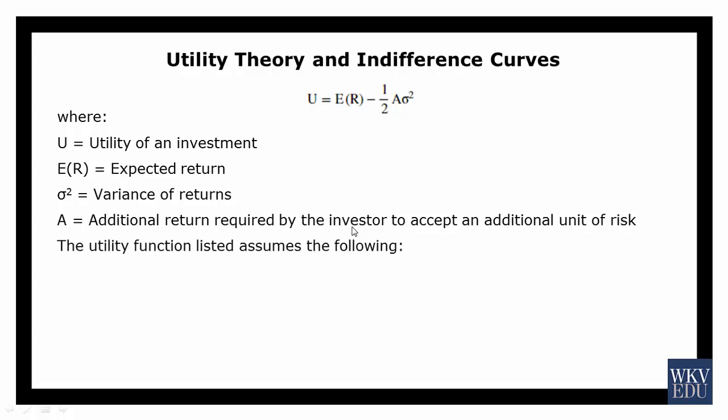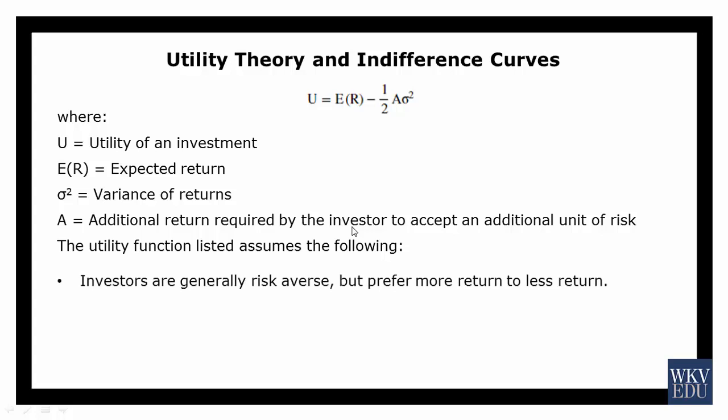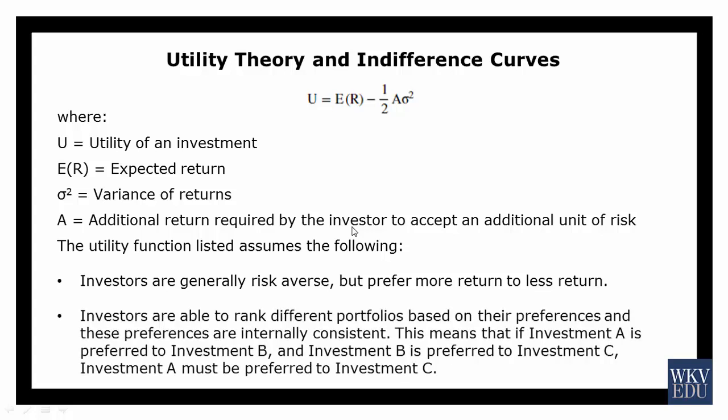The utility function listed above assumes a couple of things. Firstly, investors are generally risk averse but prefer more return to less return. Secondly, investors are able to rank different portfolios based on their preferences, and these preferences are internally consistent. This means if investment A is preferred over B and B is preferred over C, then investment A must be preferred over C. Therefore, we can draw a couple of conclusions. Utility is unbounded on both sides. Higher return results in higher utility, and higher risk results in lower utility. And the higher the value of A, the higher the negative effect of risk on utility.